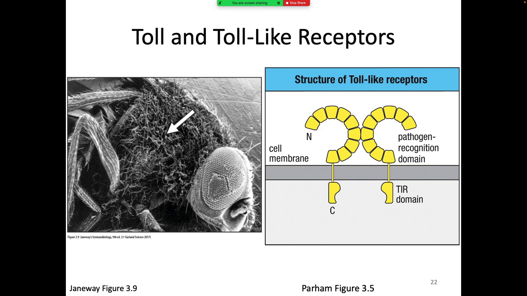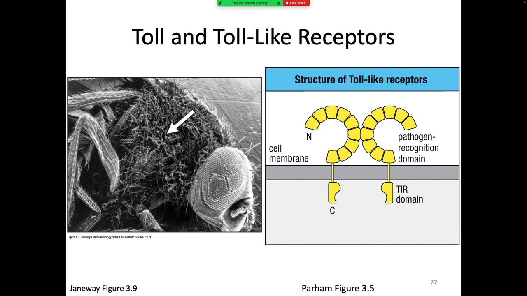The domain that is involved in sensing microbes is called a leucine-rich repeat domain, or LRR. I mention it because there are some other proteins I will tell you about later that also have leucine-rich repeat domains. And I will say, have you ever heard of that before? And you will say, yes, of course, it was in the toll-like receptor. So there are these leucine-rich repeats, and there are a bunch of different domains that allow for signaling.